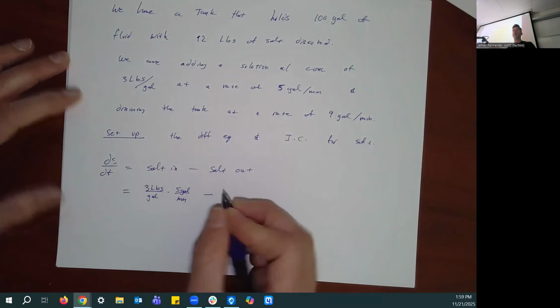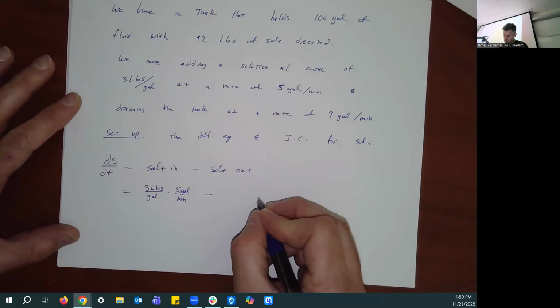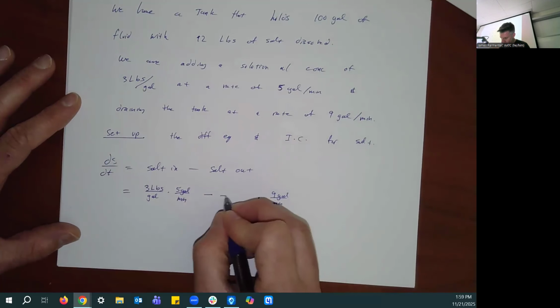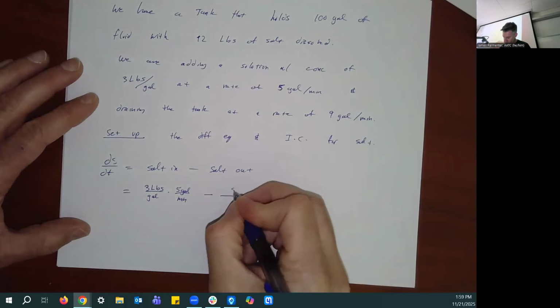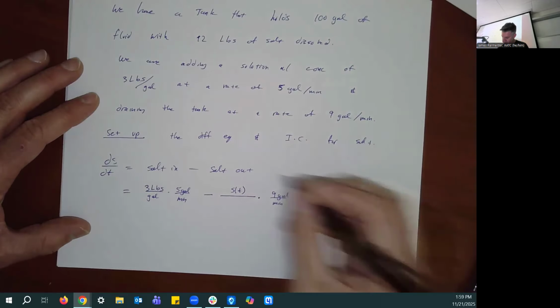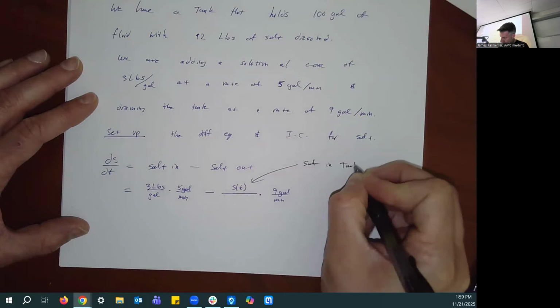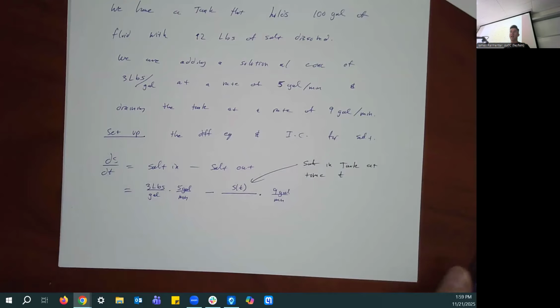The salt going out is always the more complicated part. It's the rate going out, which is not terrible, 9 gallons per minute. And the concentration going out, which is always the challenging part. But not really. The concentration going out is always the amount of salt in the tank, which we are calling S of t. So it's the amount of salt in the tank at time t, divided by the volume of the tank at time t.